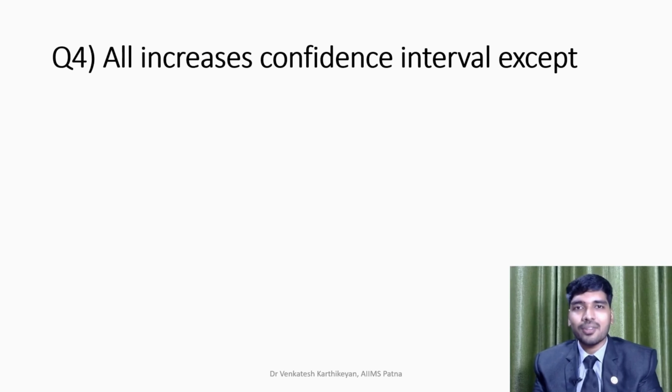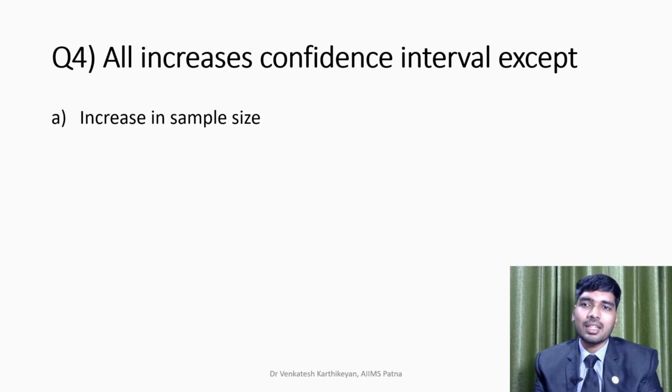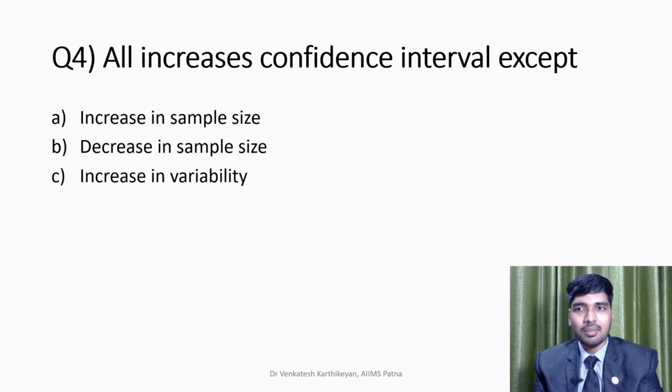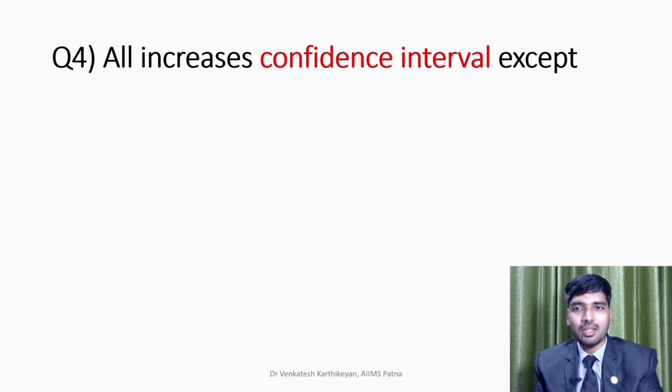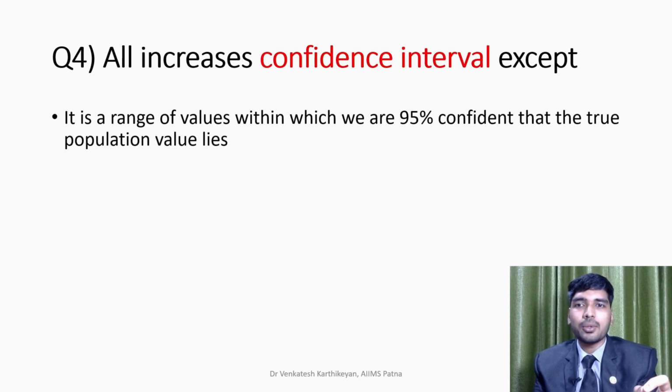All increases the confidence interval except what were the options? Increase in sample size, decrease in sample size, increase in variability, none of the above. What does confidence interval mean? It is a range of values within which we are 95% confident that the true population value lies. So it is not a single value, it is a range of values.